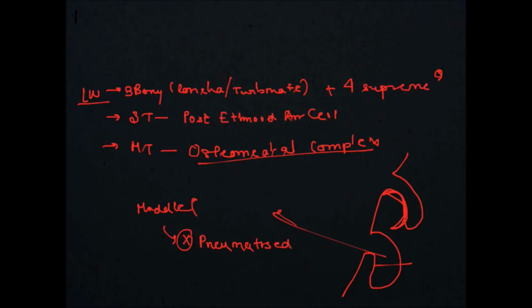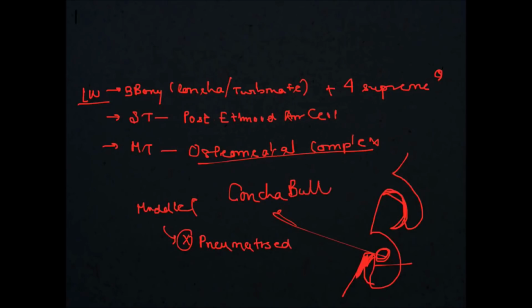In some conditions, if there is pneumatization of the middle turbinate, it will cause bulging of the margin. That will lead to blockage of the openings of all the sinuses, thereby causing multiple sinusitis. This condition is known as concha bullosa.